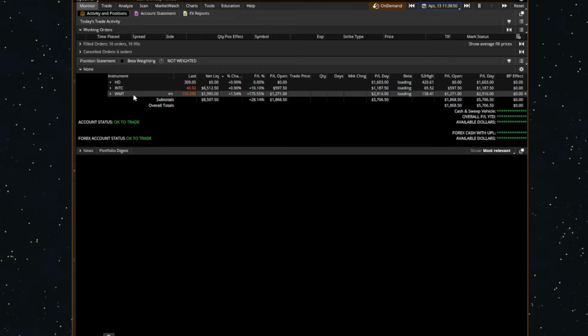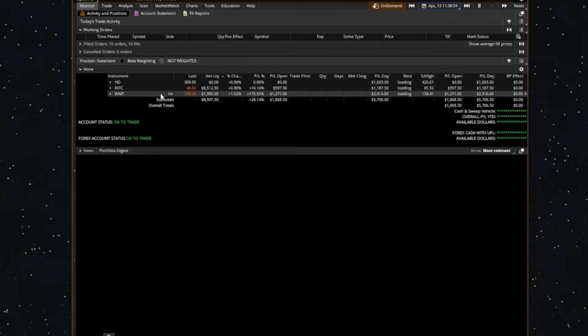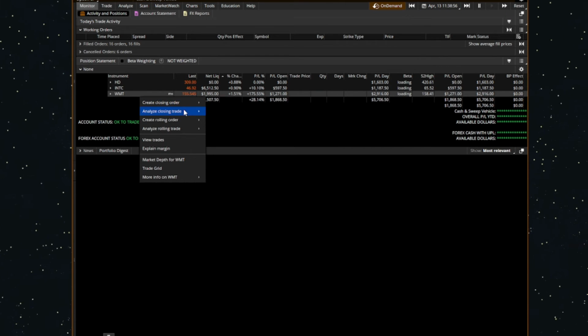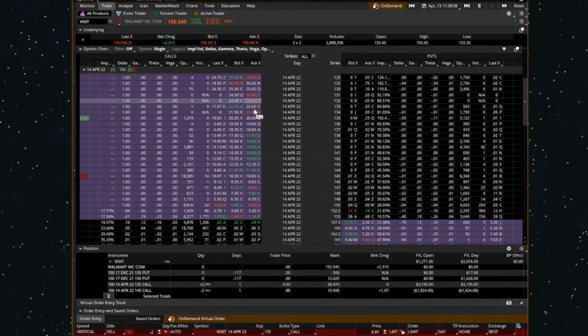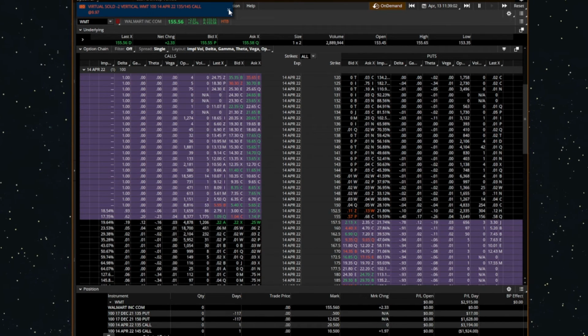But if we take a look at our position, we're up 175%, which is very nice. So we can close out of this, create closing order. We can sell both of these. We hit confirm and send, and then we sold out of that position.